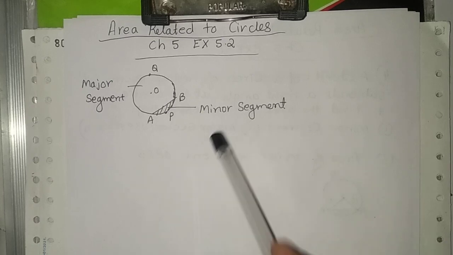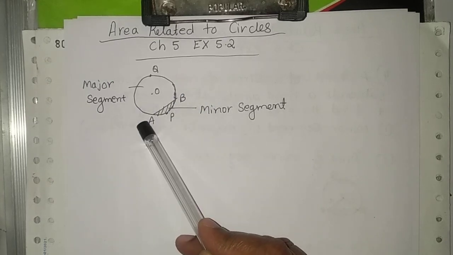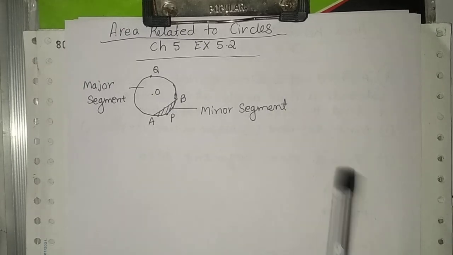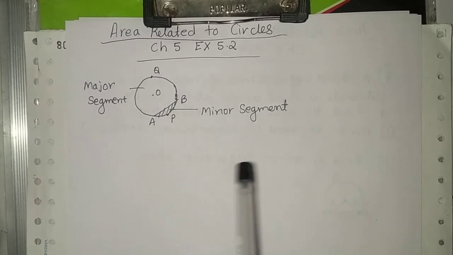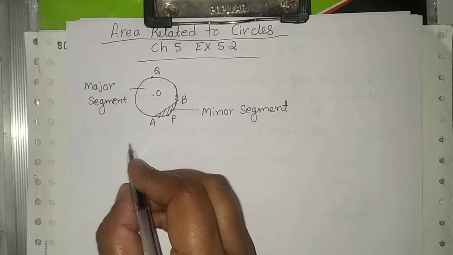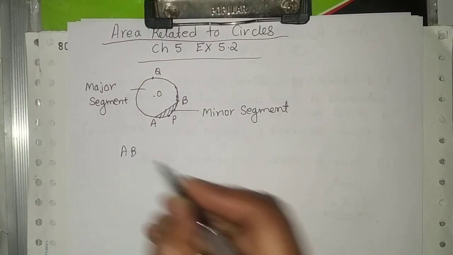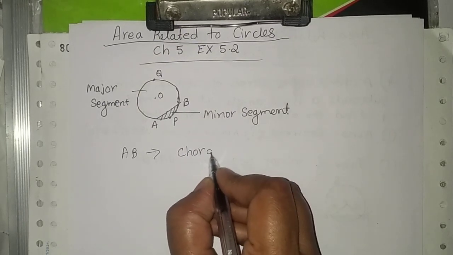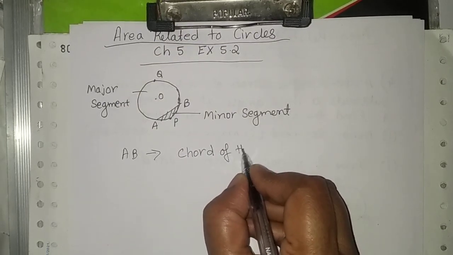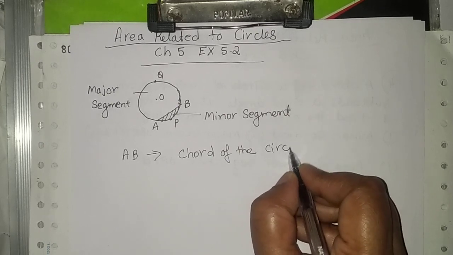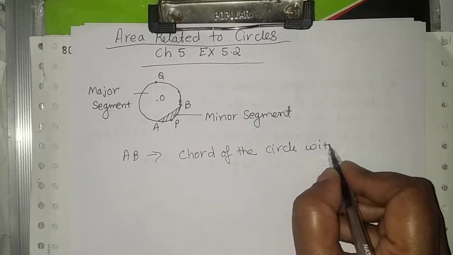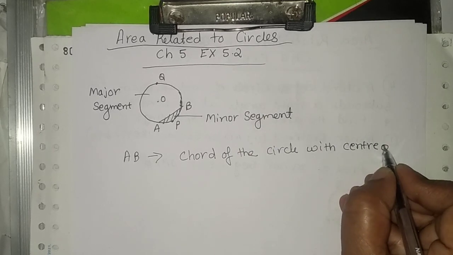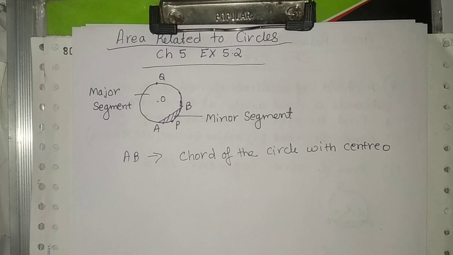So here a circle is there with center O and a line AB and 2 points here P and Q. So first we'll see this AB is a chord of the circle. So what is AB? AB is called a chord of the circle with center O.